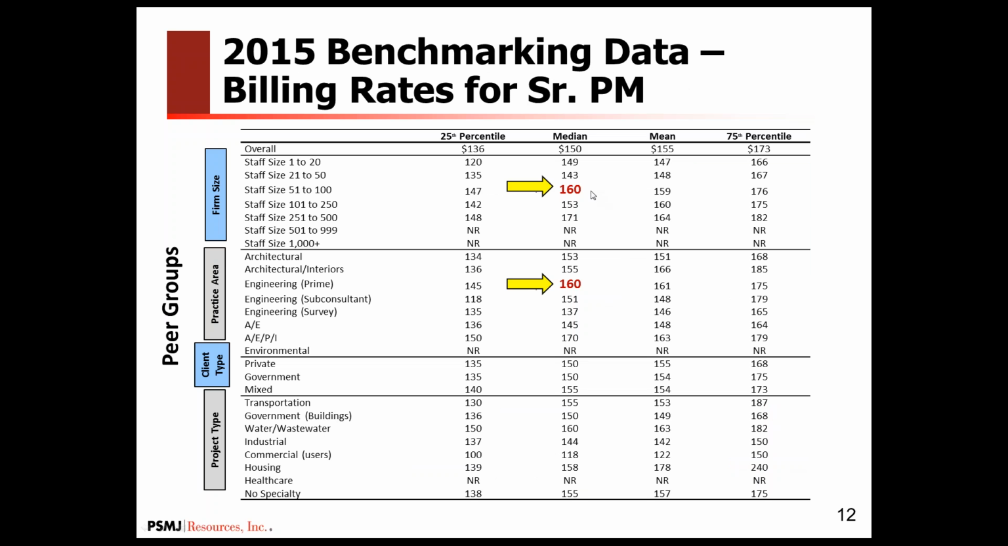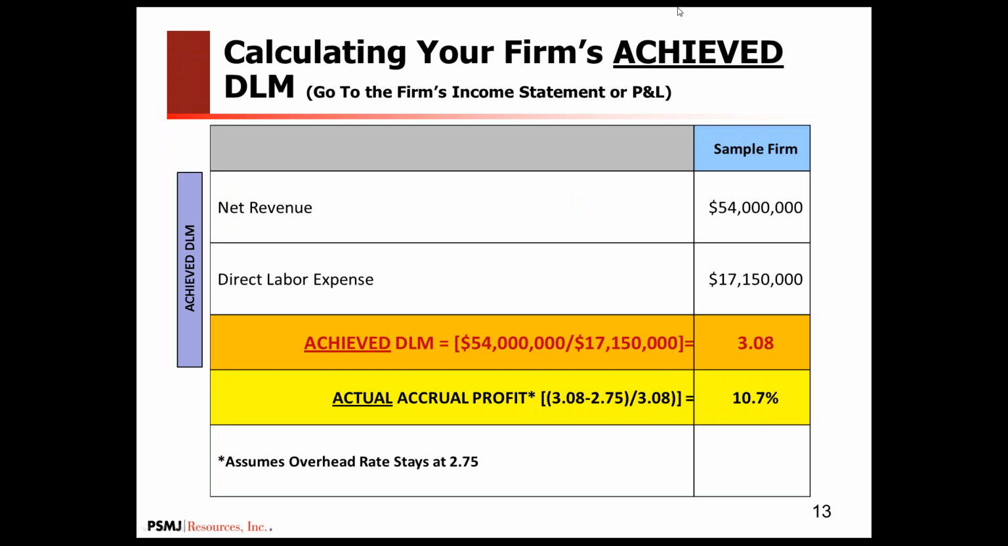Now the 162, what we would look at, again, by pinpointing in a range, is the median was 160, but the 75th percentile based on firm size was 176. It was 175, so 162 looks completely reasonable.